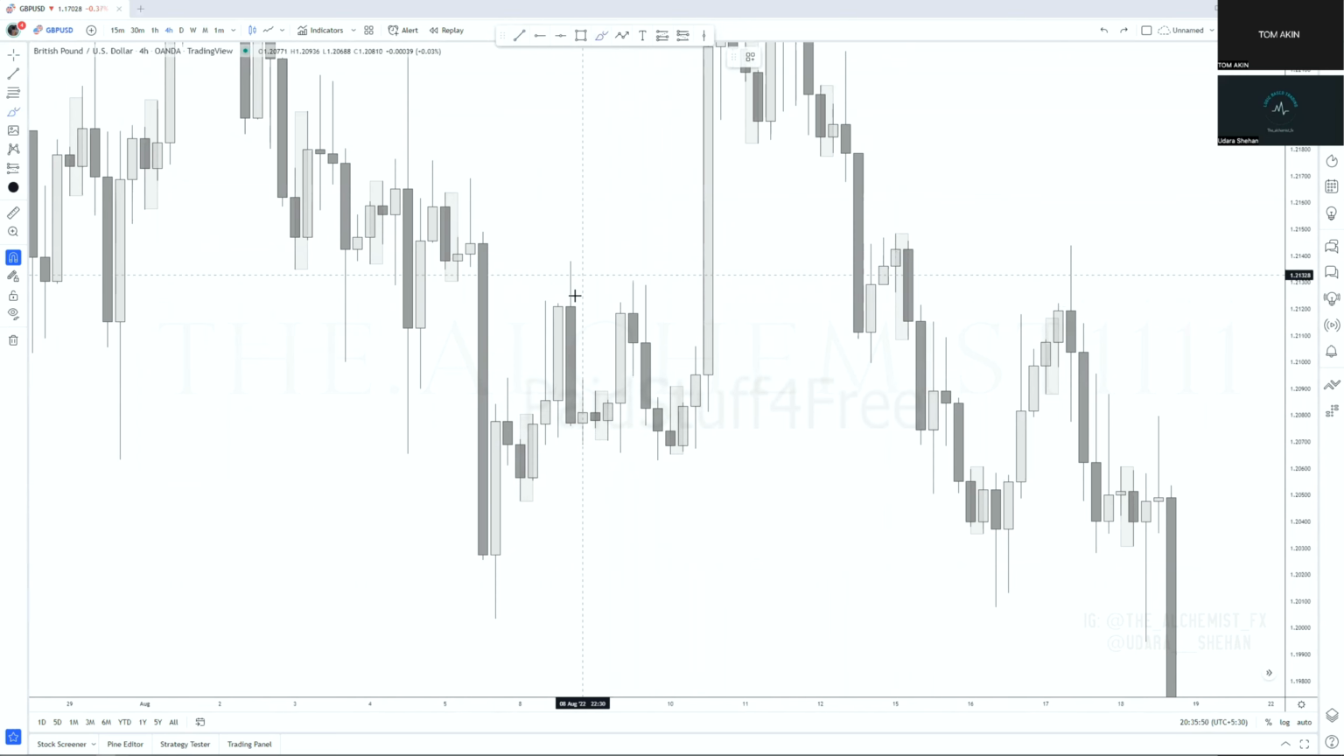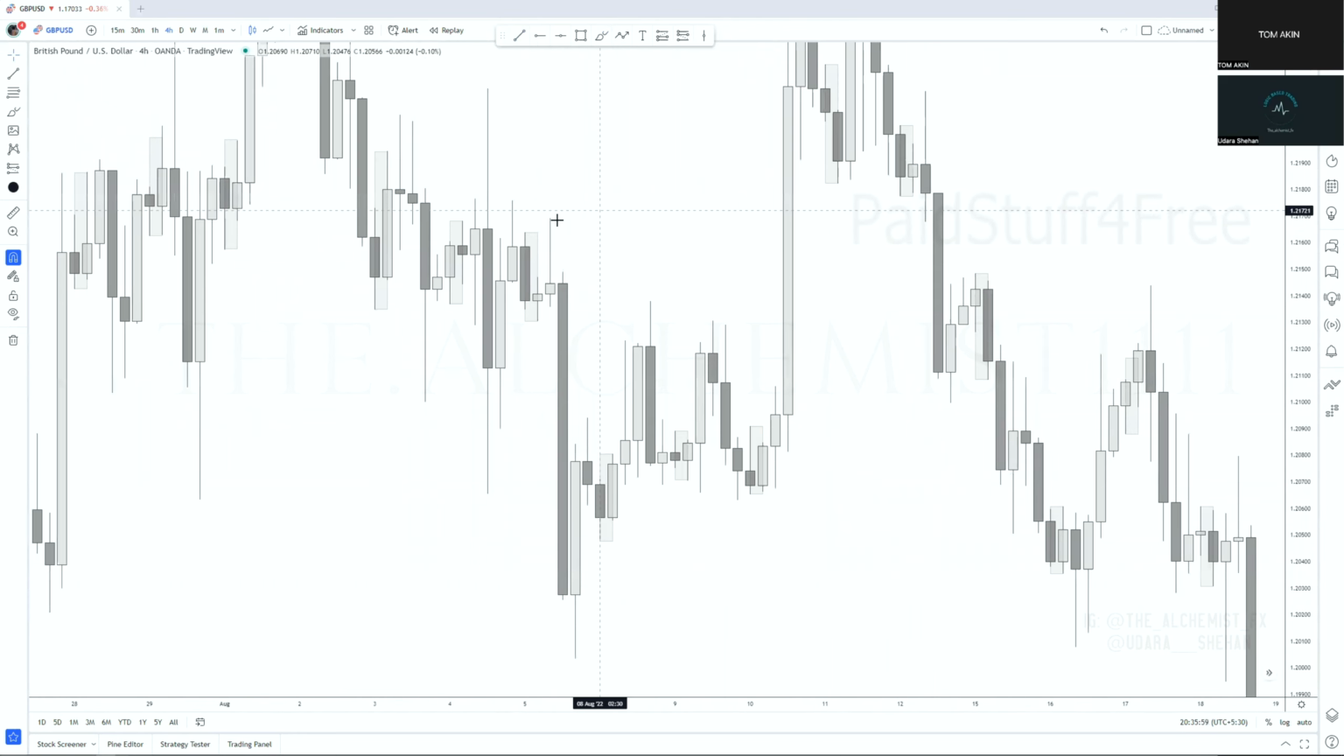See, even this right here is a swing high. Why? We have a lower high to the left and a lower high to the right. So this will be a swing high. That little wick right here will be a swing high. Even this is a swing high, with a lower high to the left and a lower high to the right.